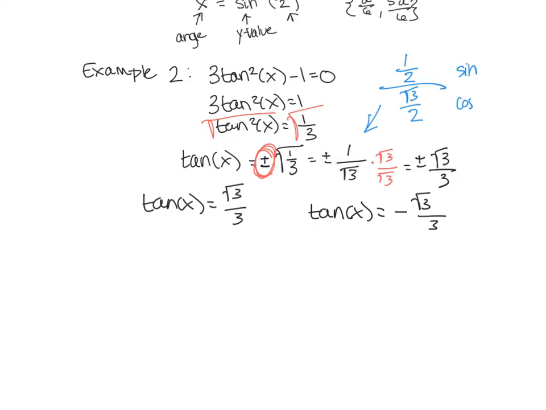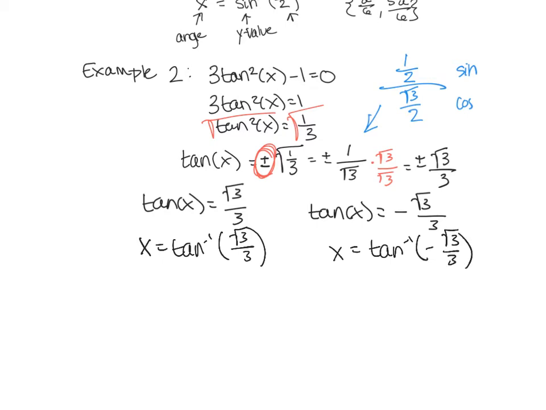So now let's take tangent inverse on both sides for both of these equations. So this will be x is equal to tangent inverse of root 3 over 3, and x is equal to tangent inverse of negative root 3 over 3. You can take the extra step of applying tangent inverse to both sides. However, you do not have to. I am fine with this. So I'm going to give you a moment to find that.